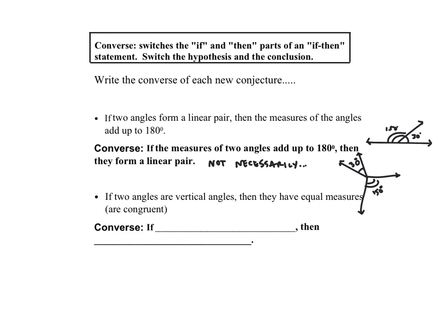Okay, let's look at the second. If two angles are vertical angles, then they have equal measures. Conversely, if two angles have equal measures, then they are vertical angles. Okay, I'm going to abbreviate.